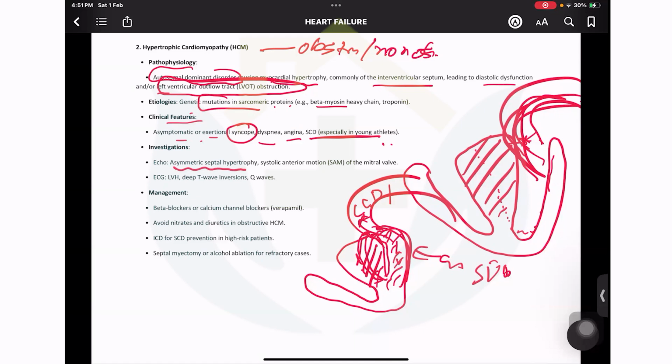Echocardiography will show asymmetrical septal hypertrophy. This is asymmetrical septal hypertrophy. You see, I have drawn it in an asymmetrical manner. Systolic anterior motion of the mitral valve. So what happens is the mitral valve is here. Let us say the anterior leaflet moves in every systole, it can shut down the left ventricular outflow tract also. So same in the mitral valve.